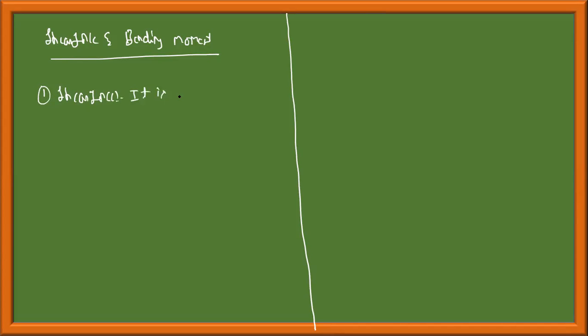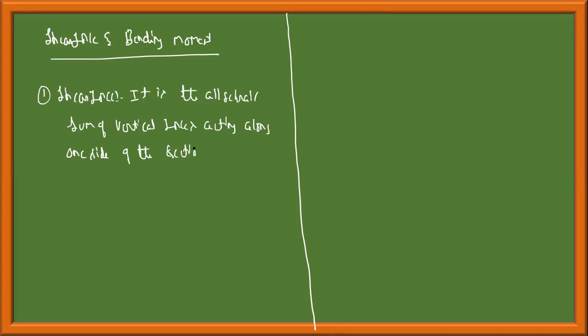It is the algebraic sum of vertical forces acting along one side of the section, one side of the axis of the beam. It is the algebraic sum of vertical forces acting on one side of the section. I will explain this.